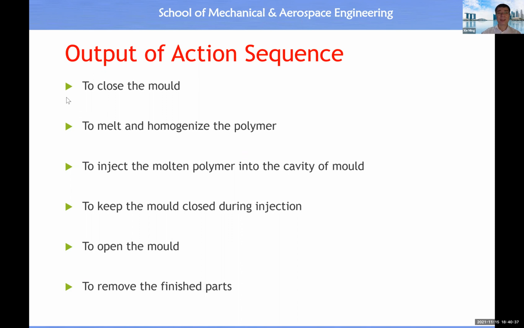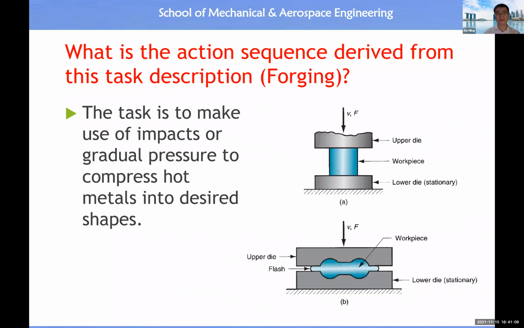You will see action number one, to close the mold. Action number two, to melt and homogenize the polymer. Action number three, to inject the molten polymer into the cavity of the mold. Action number four, to keep the mold closed during injection. Action number five, to open the mold after the solidification. And the last action is to remove the finished part, etc. So this is one possible version of an action sequence.